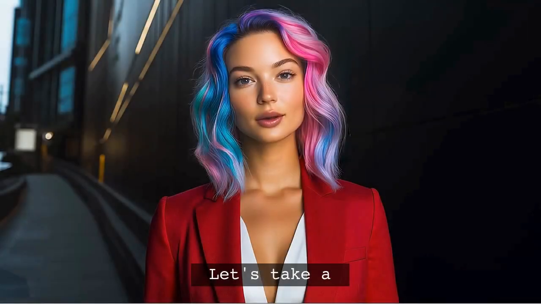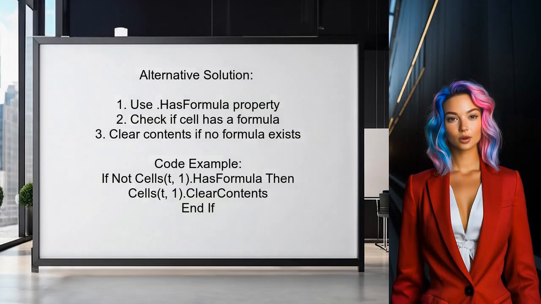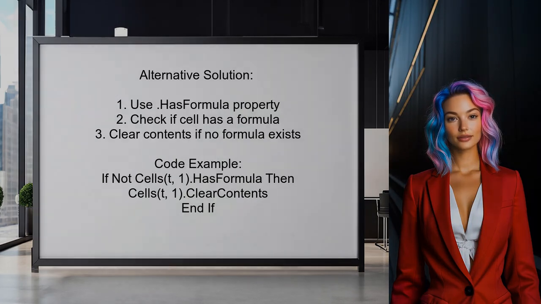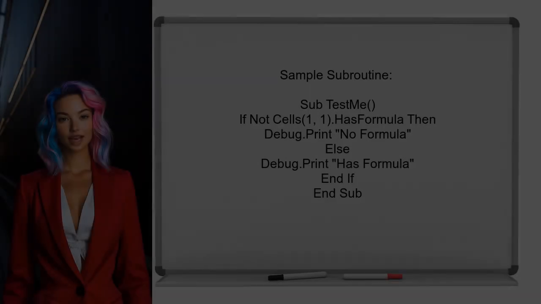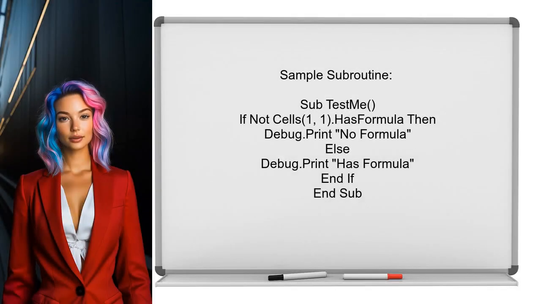Let's take a moment to review another user's answer. An alternative solution provided by another user suggests using the HasFormula property in your VBA code. They recommend checking if a cell has a formula before deciding to clear its contents. Additionally, they provided a sample subroutine that demonstrates how to use this property. It checks a specific cell and prints whether it contains a formula or not.